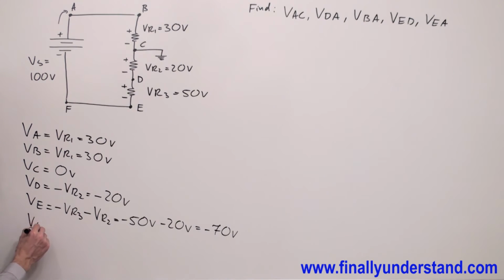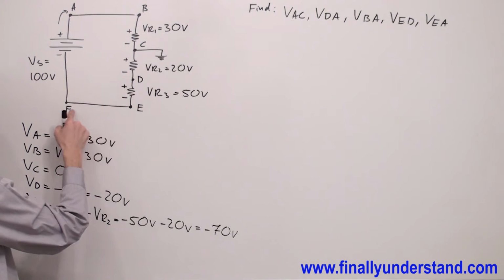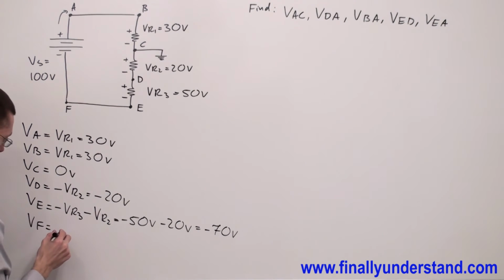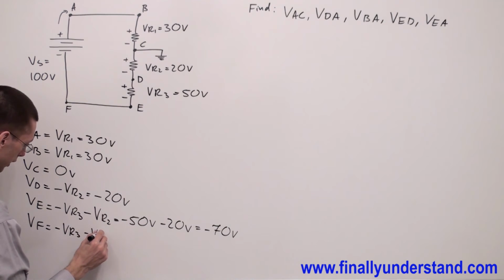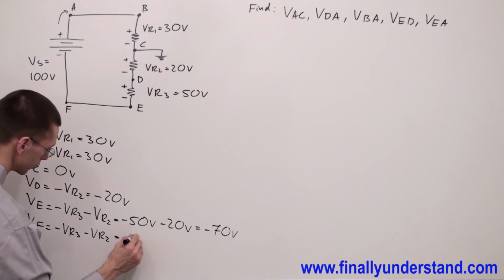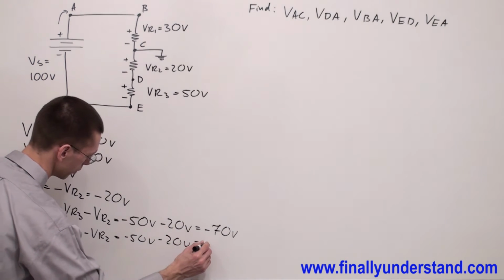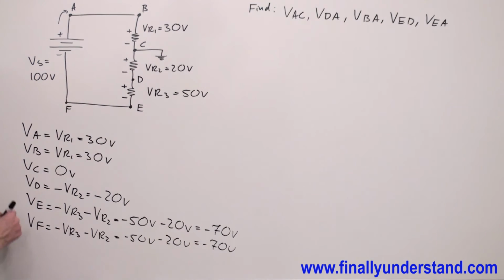VF is basically the same, because F and E are the same point. That's why I write one more time VR3 minus VR2, which equals minus 50 volts minus 20 volts equals minus 70 volts. We found voltages VA, VB, VC, VD, VE, and VF.